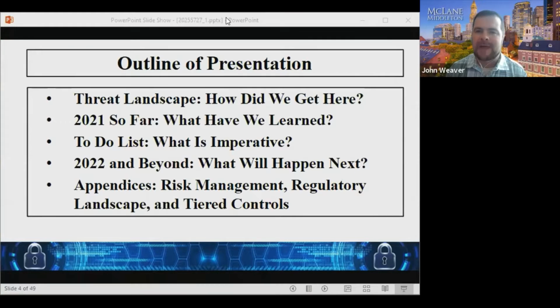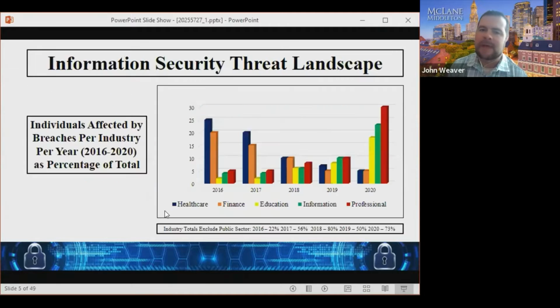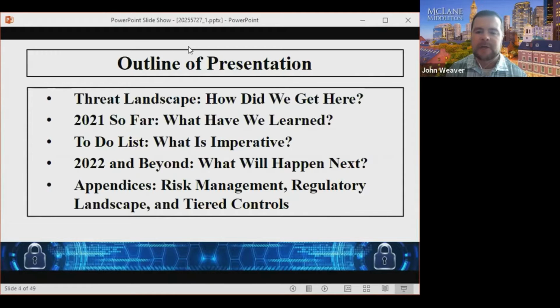We'll move from that broad overview of what the threats are to sort of looking at the last 9 months or so in 2021, and even going back to 2020, looking at what we've learned during this period of remote working and how the threat landscape has changed and how our strategies to respond to that have changed and what you should expect because of that.